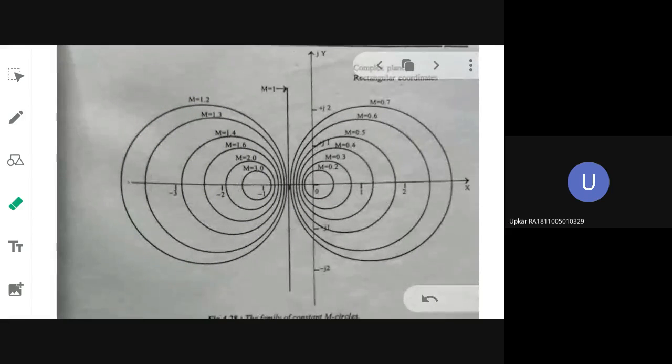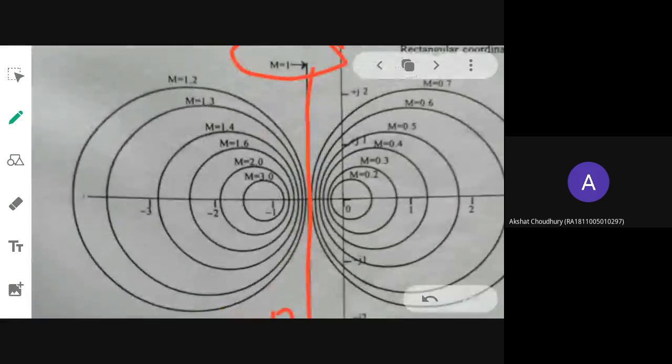Okay, three values you have considered. First value is when m is equal to 1, what is the shape? Straight line. When m is equal to 0, circle, which means it is a point located at the origin. Third case, m is equal to infinity. Then where is that point located? Minus 1.